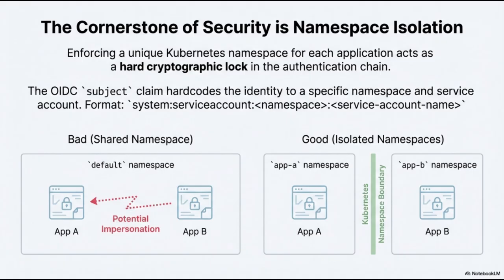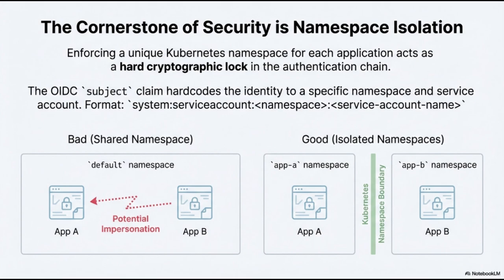This level of security is achieved because the OIDC subject claim hard-codes the identity to a specific namespace and service account, following the format system:serviceaccount, followed by the namespace and then the service account name. On the left, we see a common but risky configuration where multiple applications, such as App A and App B, share the default namespace. This lack of isolation opens the door for potential impersonation, where one application could assume the identity of another. In contrast, the good example on the right demonstrates proper isolation.